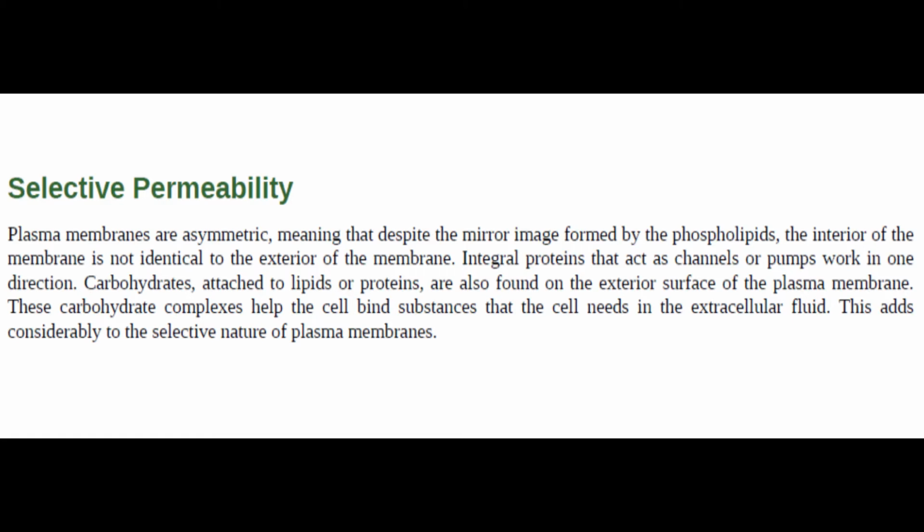Selective permeability. Plasma membranes are asymmetric, meaning that despite the mirror image formed by the phospholipids, the interior of the membrane is not identical to the exterior of the membrane. Integral proteins that act as channels or pumps work in one direction. Carbohydrates attached to lipids or proteins are also found on the exterior surface of the plasma membrane. These carbohydrate complexes help the cell bind substances that the cell needs in the extracellular fluid. This adds considerably to the selective nature of plasma membranes.